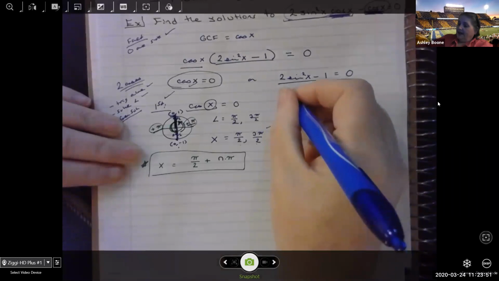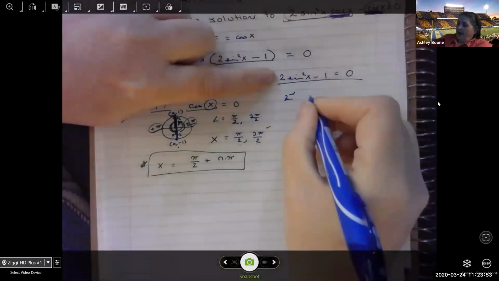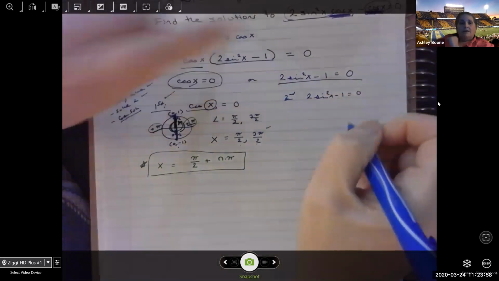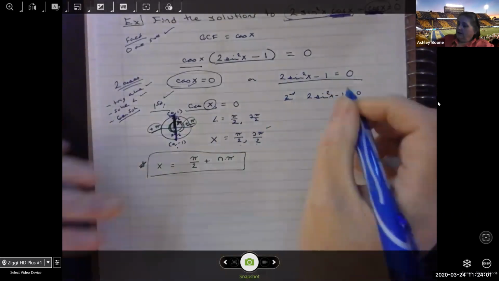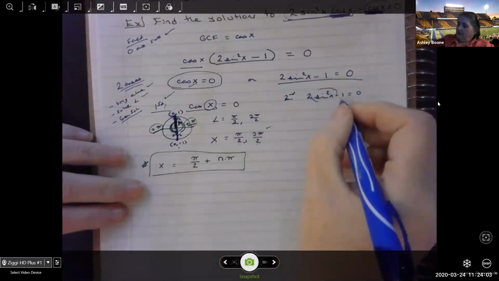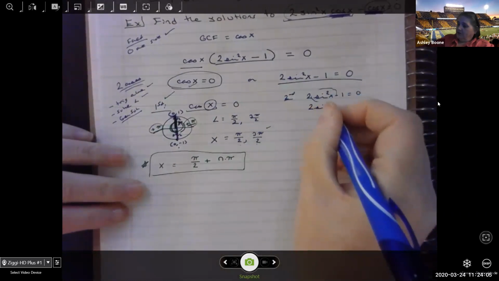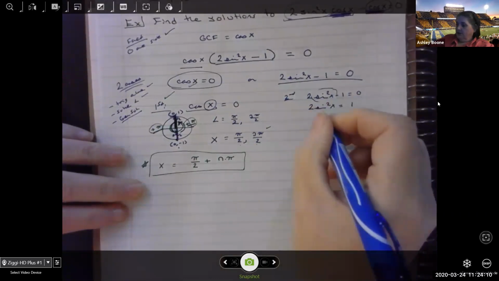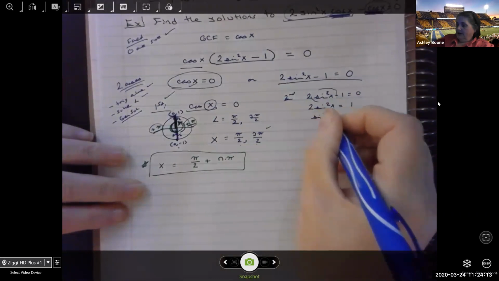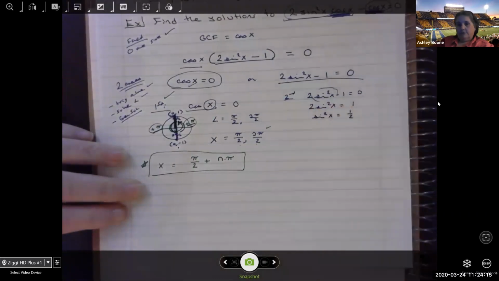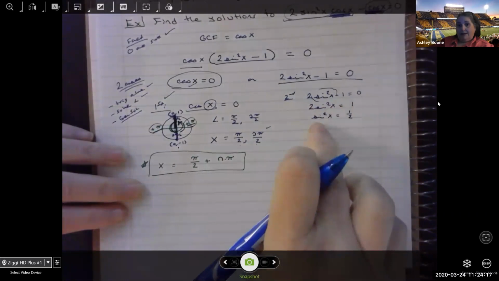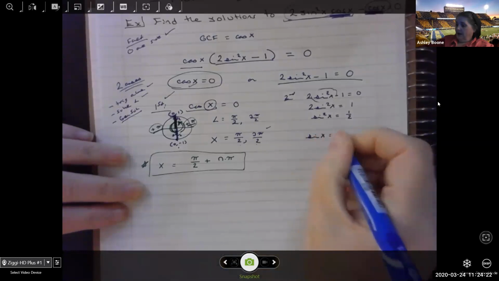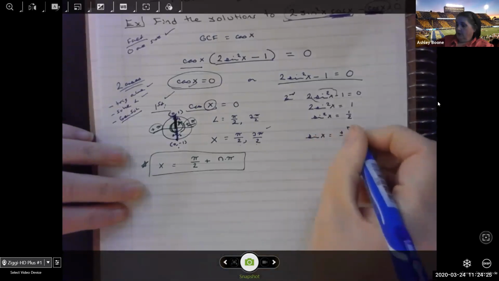So for the second case, we have 2 sine squared x minus 1 equals 0. What's our first step when solving? Get the trig function alone. So this would be the same as 2 sine squared x equals 1 if you add a 1 to both sides. Divide by 2, and you'll get sine squared x equals 1/2. But we want to solve for sine. So to undo the square, we take the square root. Sine x would be positive or negative the square root of 1/2.